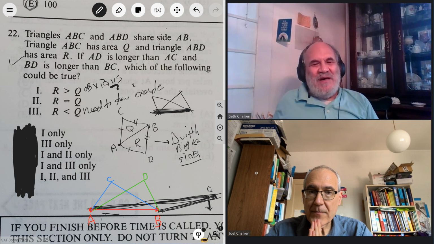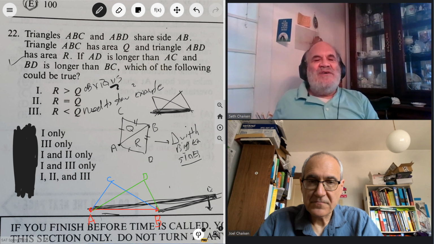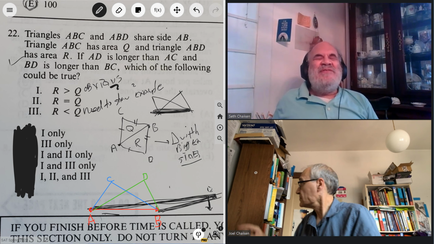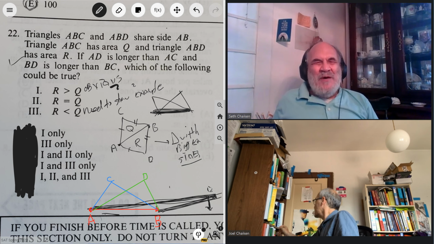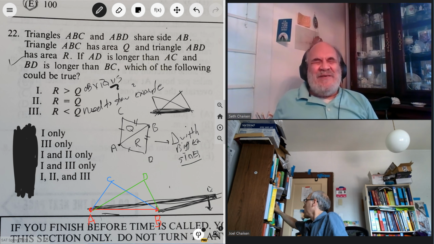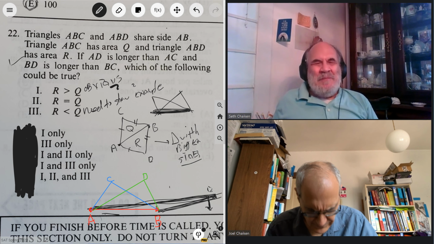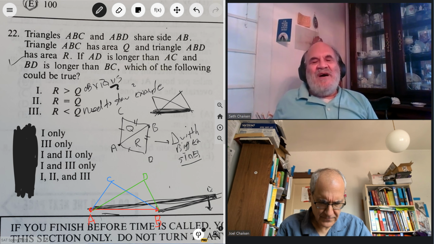Okay, so now that we draw the common base, Joel realized that you could make long, skinny triangles with tiny area, and make their area much smaller than the area of a much smaller triangle.